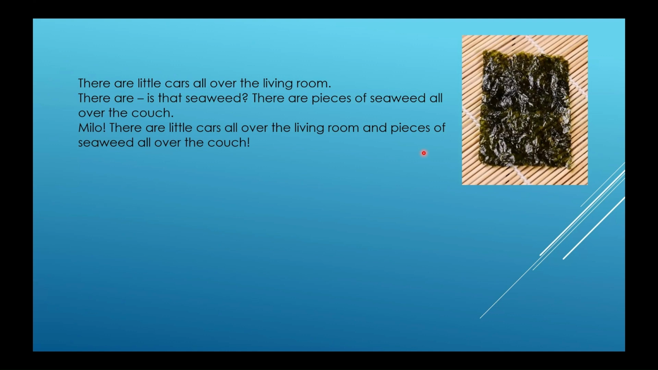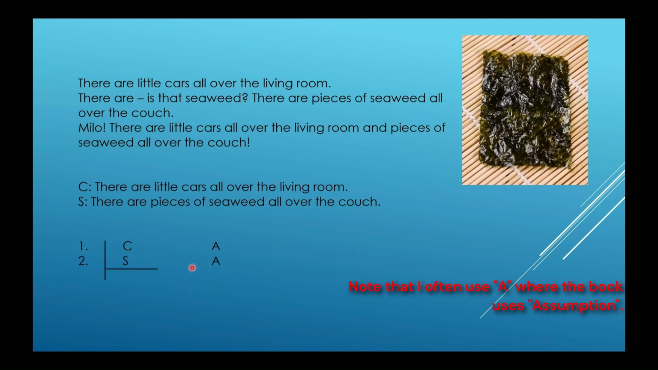So I say, "Oh, there are little cars all over the living room. Is that seaweed? There are pieces of seaweed all over the couch." And I go, "Milo, there are little cars all over the living room and pieces of seaweed all over the couch." So here's our symbolization key. We start with these two assumptions. There are little cars all over the living room. There are pieces of seaweed all over the couch. And then here is our inference. There are little cars all over the living room, and there are pieces of seaweed all over the couch. It's a very complex, very deep philosophical argument here.